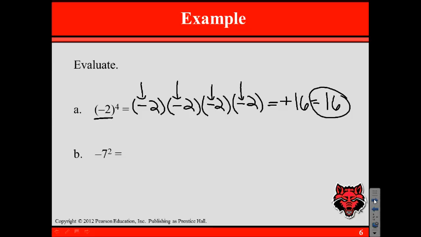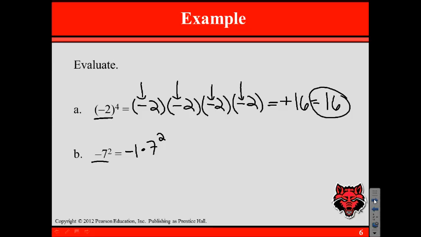Now, B is somewhat different than A. You might notice that on A, the negative 2 is contained in parentheses. And on example B, the -7 is not contained in parentheses. Because of this, the base is not the same. The base is not -7 in this case. Another way we can think of this expression would be -1 times 7 squared. The exponent 2 is not being applied to the negative whatsoever.